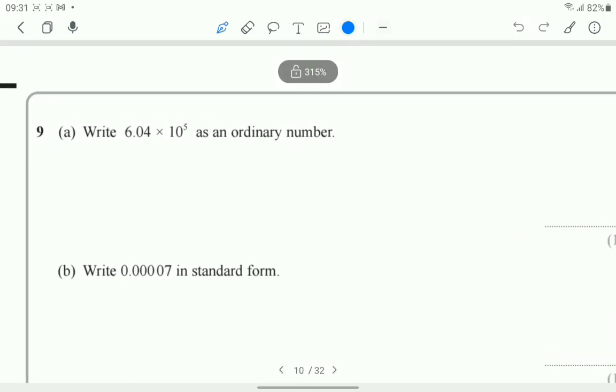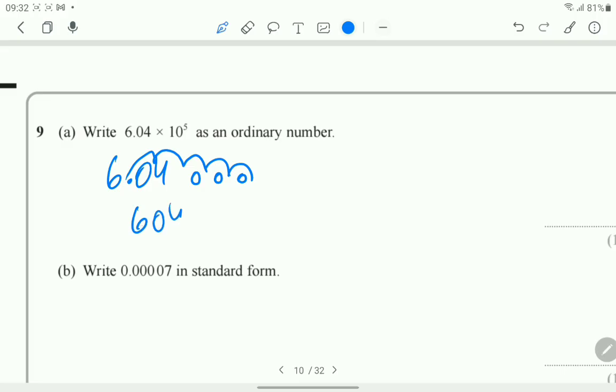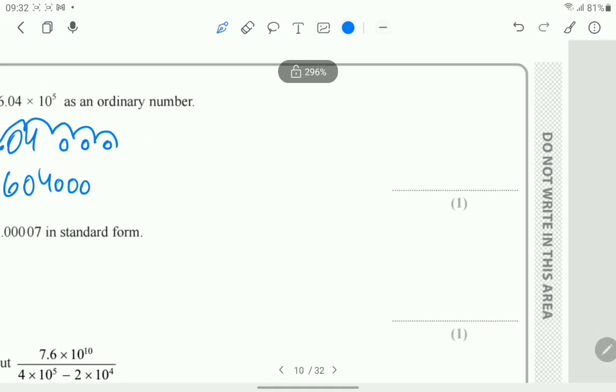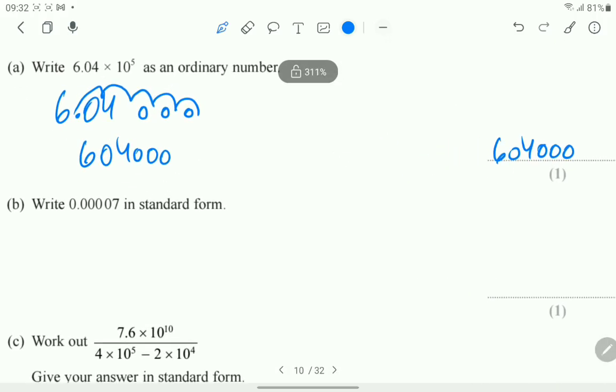Question 9 states: write 6.04 times 10 raised to the power 5 as an ordinary number. So let's imagine 6.04, and in order to multiply it with 10 raised to the power 5, we assume that this decimal is moving 5 places to the right. So 1, 2, 3, 4, and 5. So the ordinary number would be 604,000. This is your final answer.